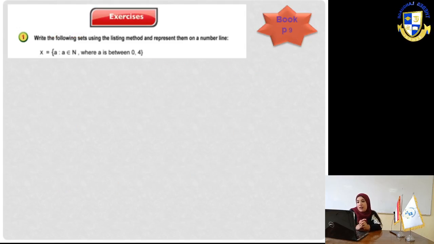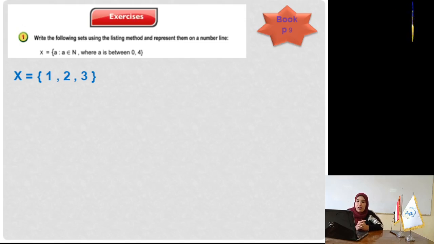Okay, this exercise is from your school book, page 9. Write the following set using listing method and represent it on the number line. X is the set of A, where A belongs to N, and A is between 0 and 4. All the natural numbers between 0 and 4. It will be the set of 1, 2, 3.